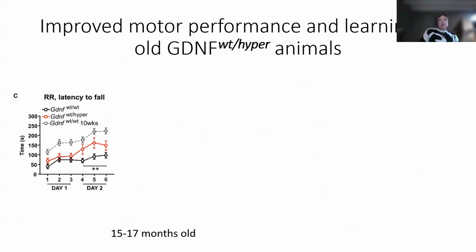And what is important maybe for Parkinson's disease as well is that this improved motor performance and learning was actually staying in adult animals as well. So not adult, old animals. They were 15 to 17 months old, and in the rotor-rod test, we didn't see the upregulation of the motor performance anymore, but we saw better learning in these animals. So they were able to learn better.